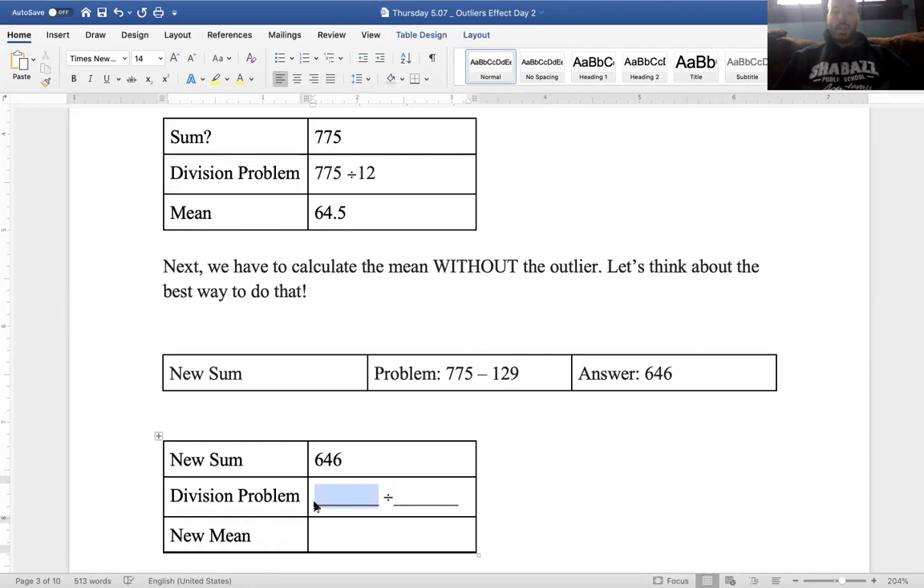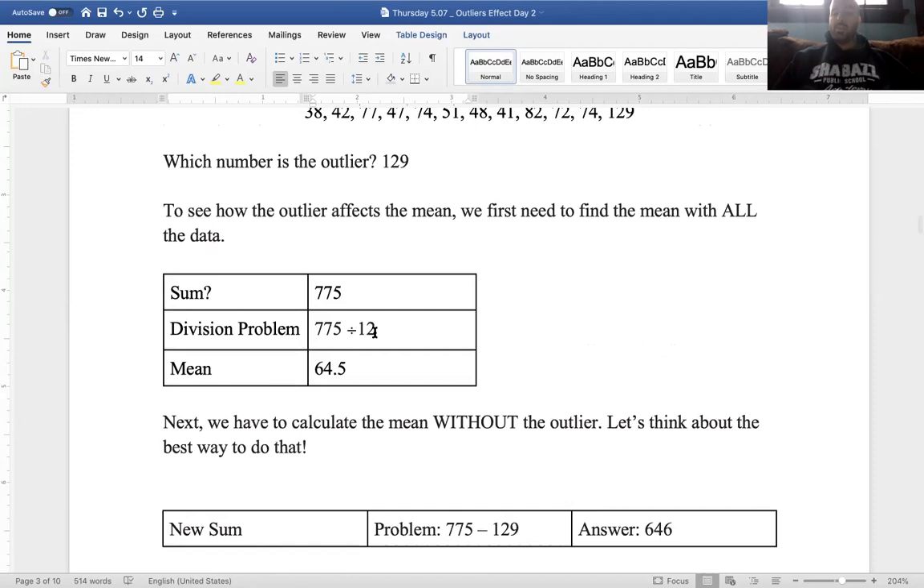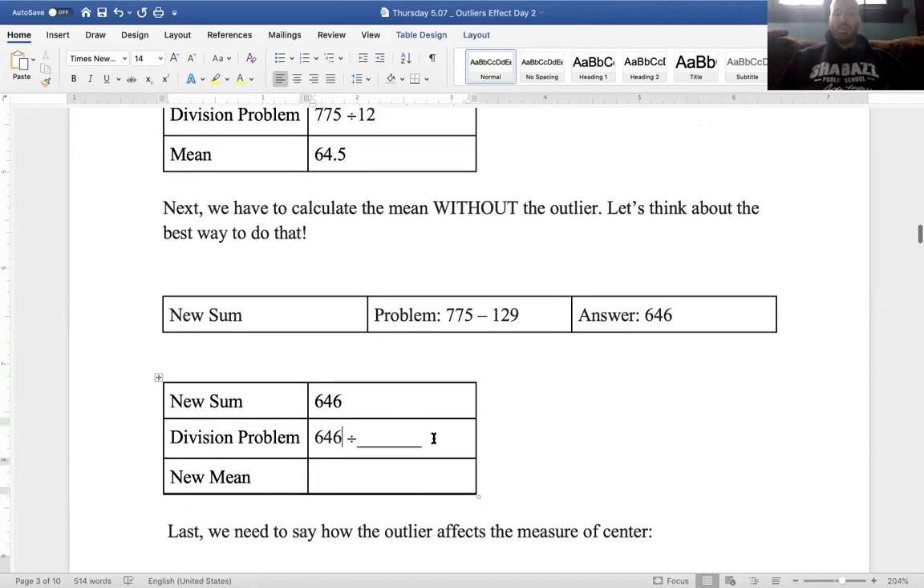I'm going to take my sum, 646, and I'm going to divide by how many numbers? Before I had 12, but I took one of them out. So this time I'm dividing by 11. 646 divided by 11, you can stop at the tenths place.